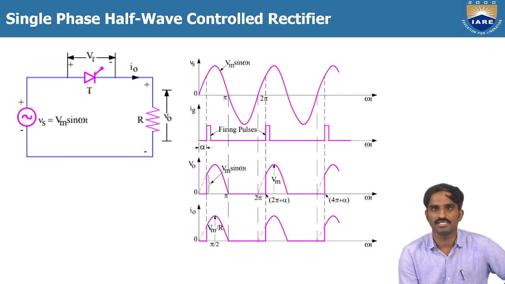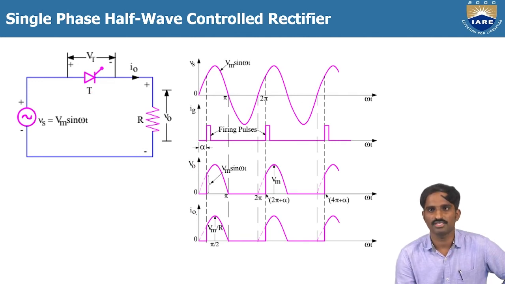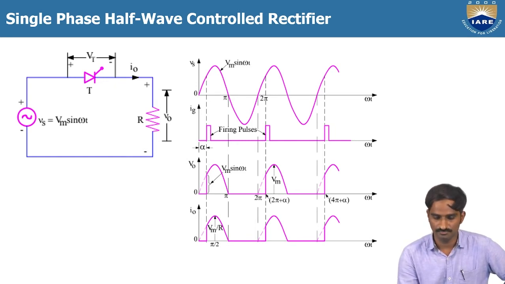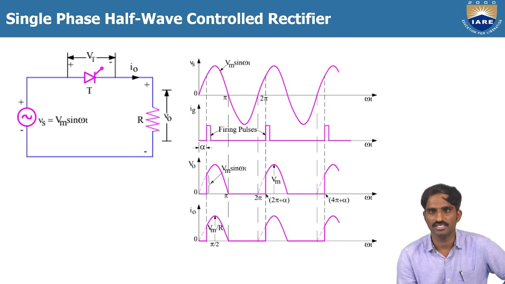Then the thyristor starts conducting, so that we get the output voltage and output current, and they follow the supply. Here you can see that up to alpha there is no output voltage and output current, because the thyristor is still in the off state. When we give the firing pulse at alpha, the thyristor starts conducting. Then we get the output voltage and current, which follow the source voltage.